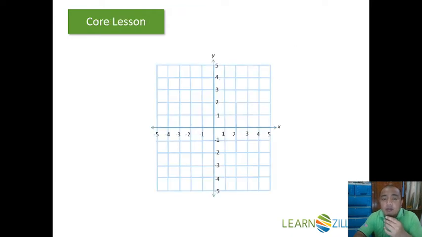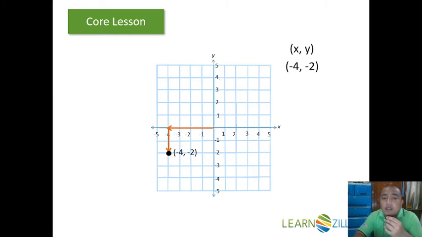Core lesson. So we have here coordinates x, y. 2, 4: 2 units to the right and 4 units upward. Another, negative 3, 5: 3 units to the left, 5 units upward. Negative 4, negative 2: 4 units to the left, 2 units downward.